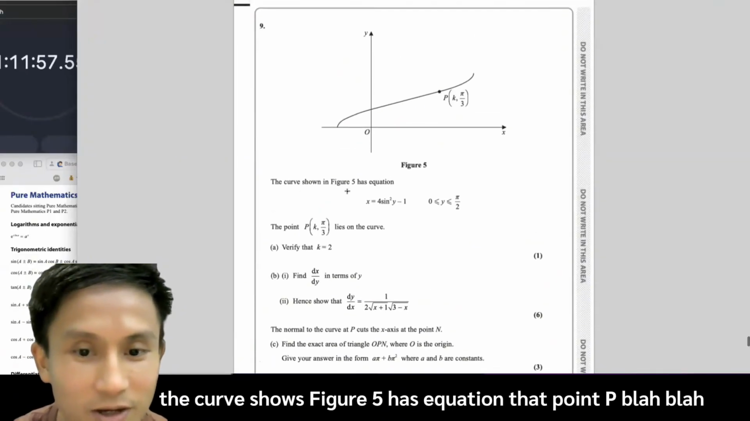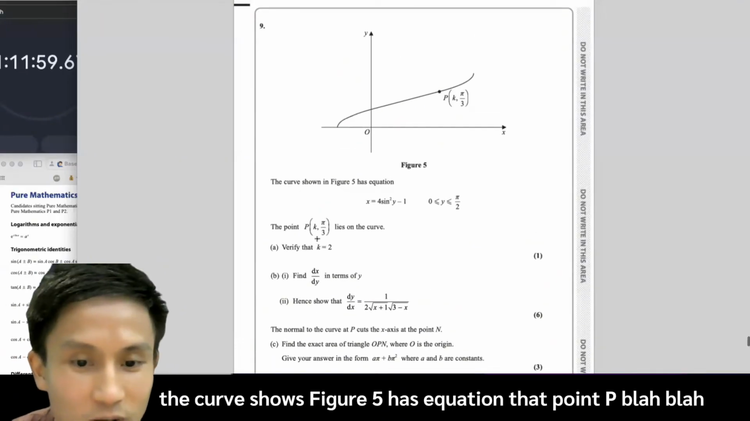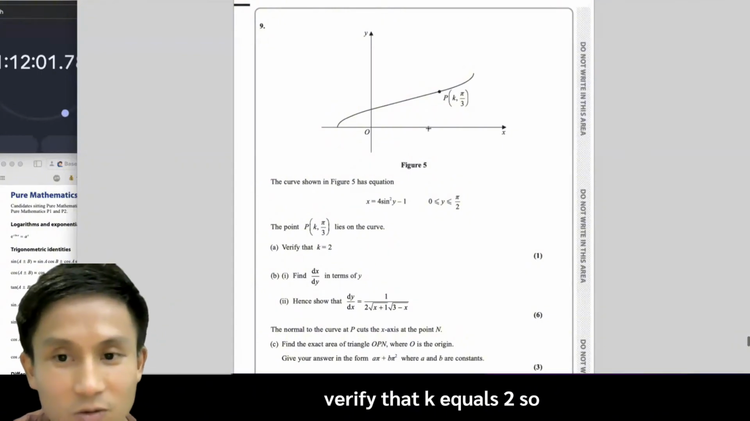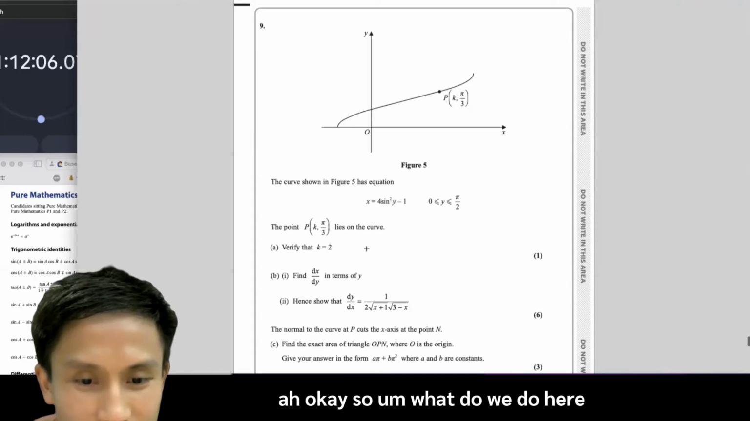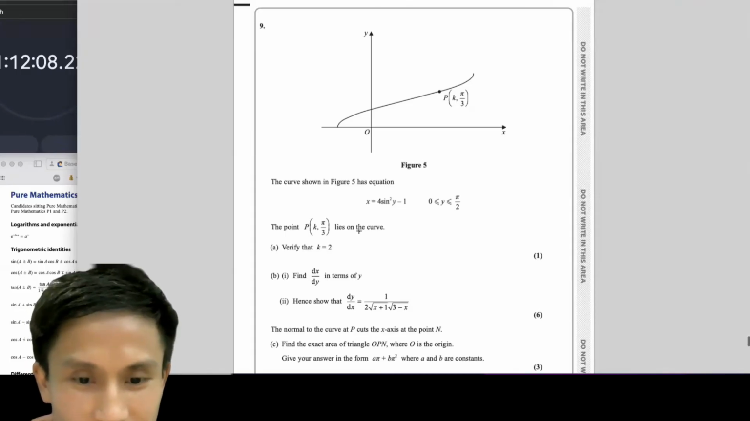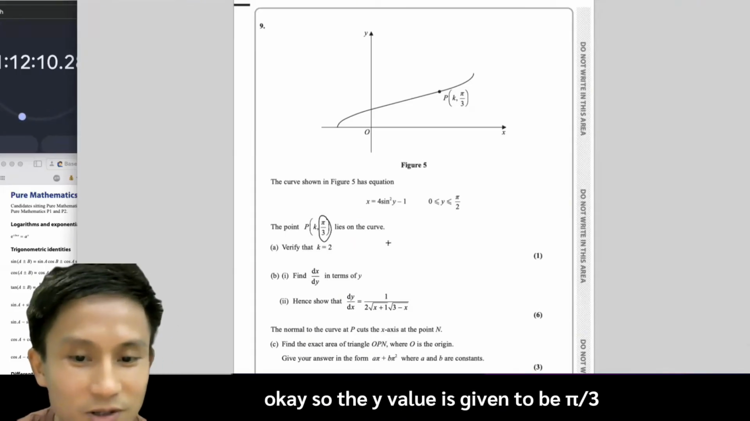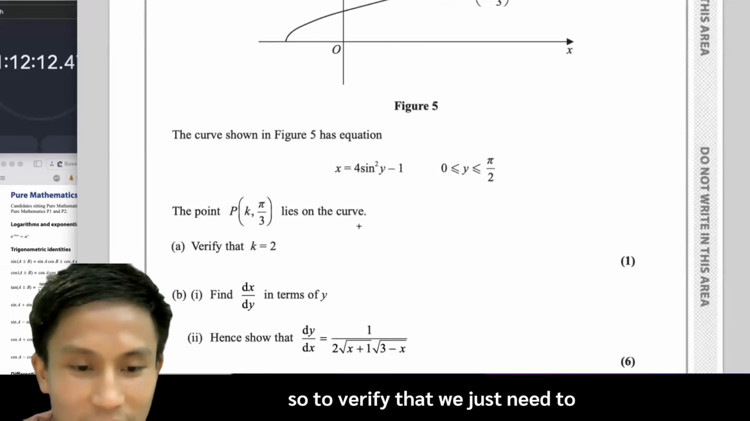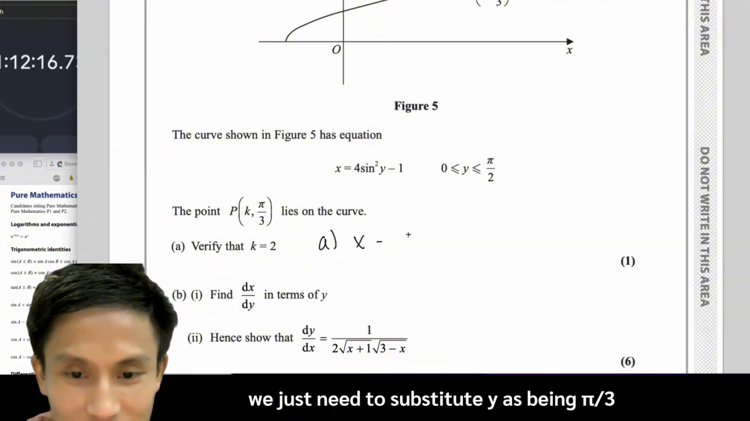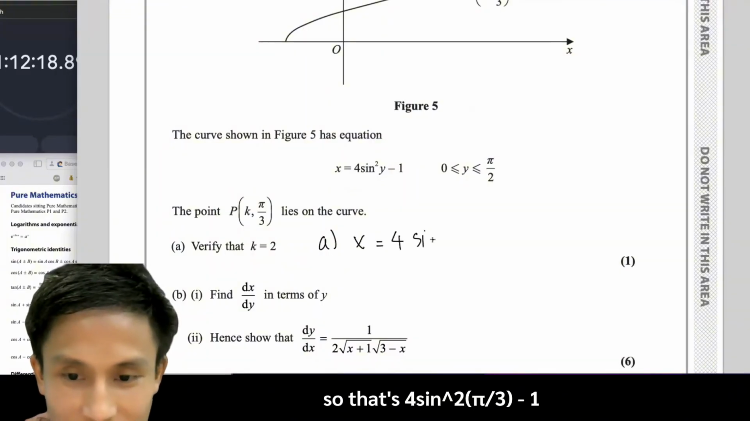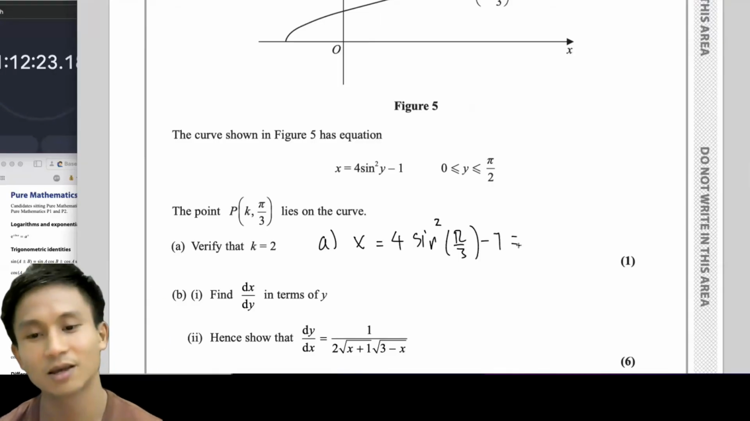The curve shown in figure 5 has an equation, and point P, and we need to verify that k equals 2. So what do we do here? The y value is given to be pi over 3, so to verify that, we just need to substitute y as pi over 3. So that's 4 sine squared of pi over 3 minus 1.